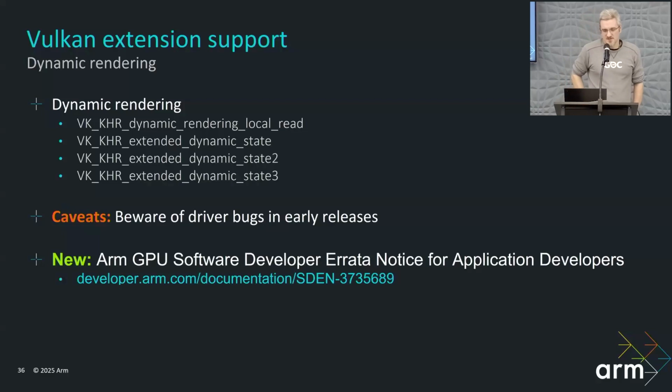Obviously, then we have all the dynamic rendering things. Hooray. This is obviously a huge step forward. And the dynamic rendering local read gives you the fast access to tile memory, the equivalent of things that you had through subpasses in the old functionality. So good stuff. It makes the API a whole load nicer to use. This does come with some caveats.